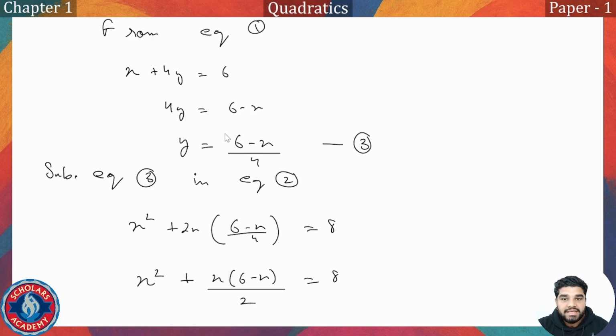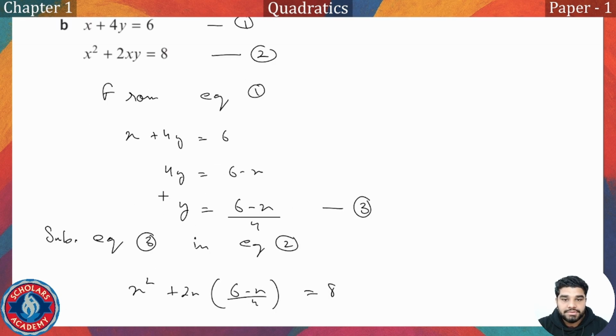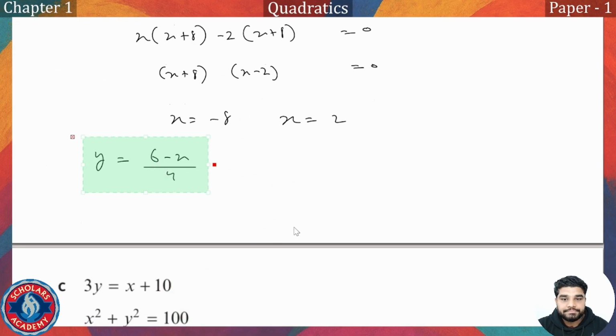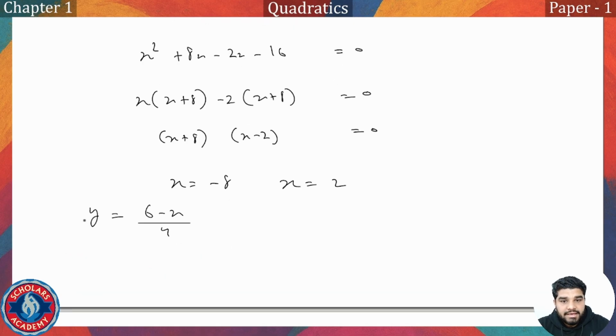Now if I substitute these values in equation number 3, that is the simplified form of equation number 1, what I will get is, if I substitute x is equal to negative 8 over here, I get y is equal to, sorry, y is equal to (6 minus of minus 8) by 4. That is 6 plus 8. That gives us 14 by 4. That is 7 by 2. That is 3.5. This is y for x is equal to negative 8.